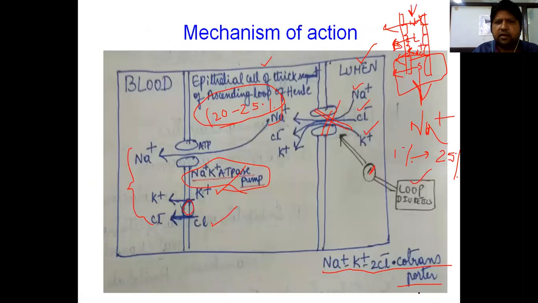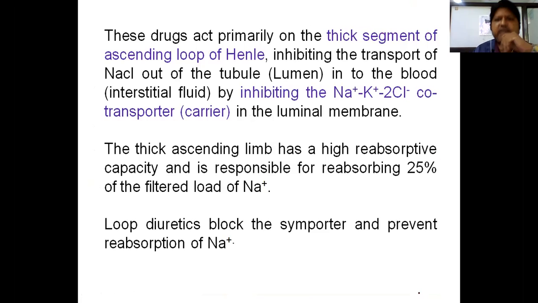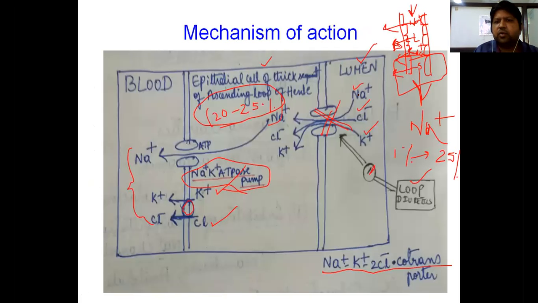So the explanation is given here, just to go through. These drugs act primarily on the thick segment of the ascending limb of the loop of Henle, inhibiting the transport of sodium chloride out of the tubule. They will not allow the sodium and chloride to get reabsorbed here. So sodium chloride, this is the tubule, this is the lumen. From this empty space, it is not allowed to reabsorb.